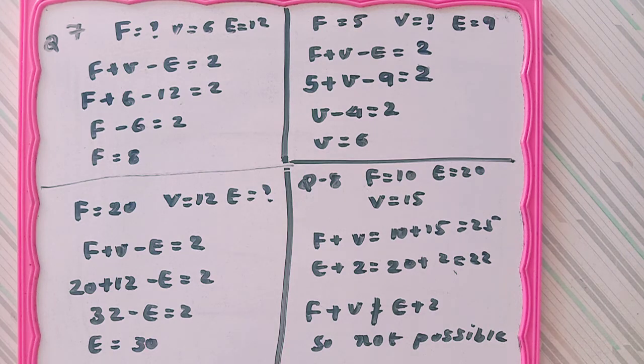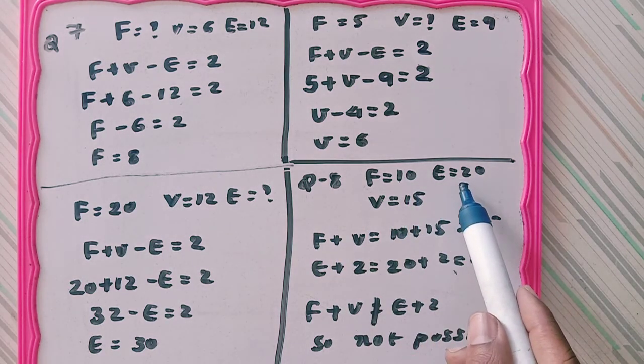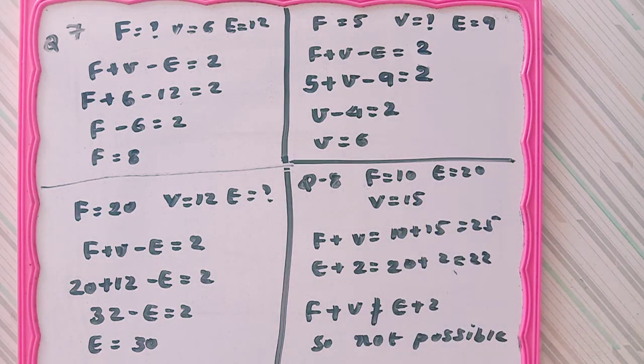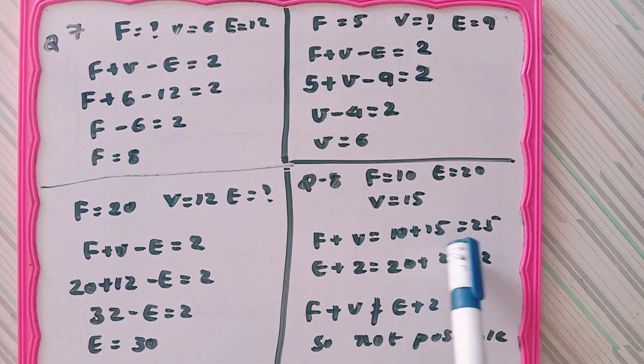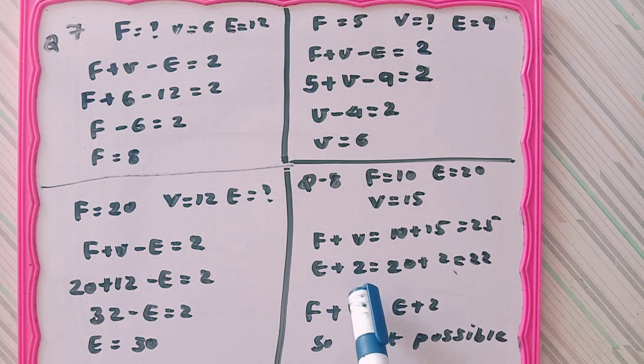Question 8 asks whether F equals 10, E equals 20 and V equals 15 is possible in any polyhedron. We check that F plus V equals 10 plus 15, 25, while E plus 2 is 20 plus 2, 22. So we can see that Euler's formula is not satisfied, and so such a polyhedron is not possible.